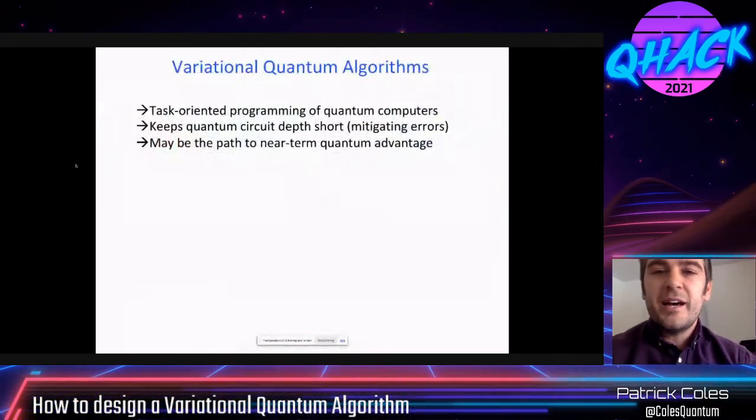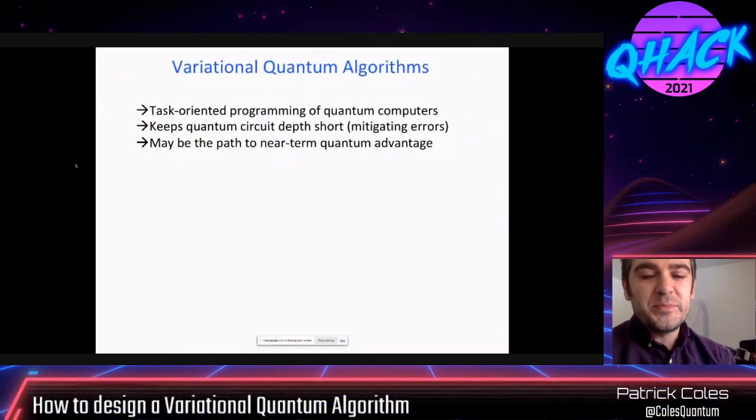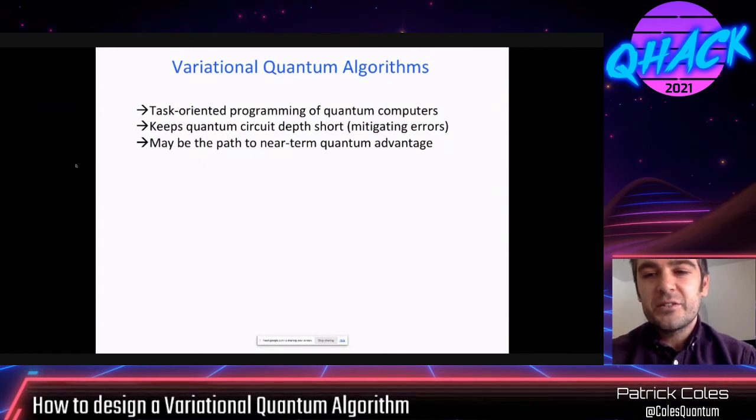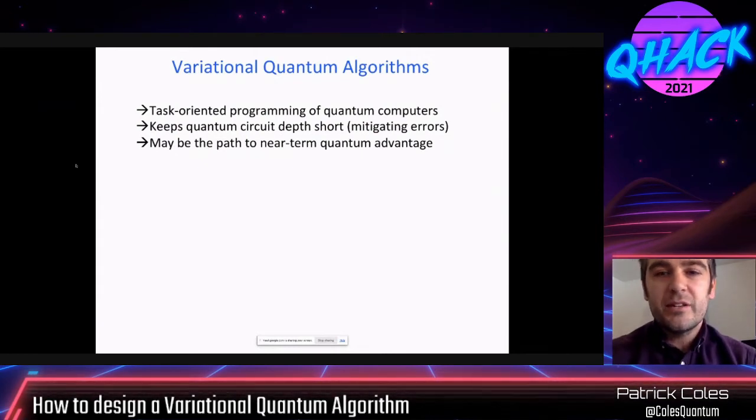Okay, so let me dive right into the topic at hand, variational quantum algorithms. Why are we interested in these? Well, to some degree, they're a quantum analog of classical machine learning. They allow for task-oriented programming of quantum computers. They also have a side benefit that they keep quantum circuit depth short, mitigating errors on noisy quantum computers. And sure enough, people believe they may be the path to near-term quantum advantage.